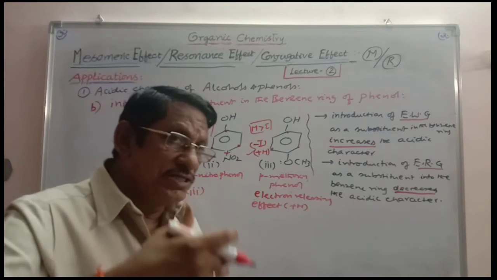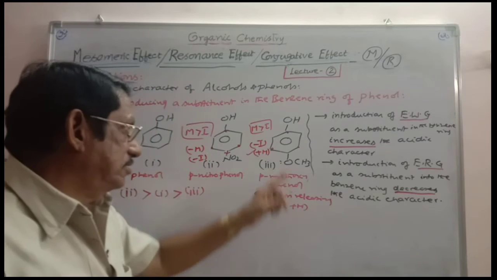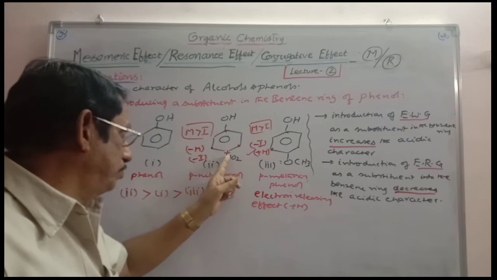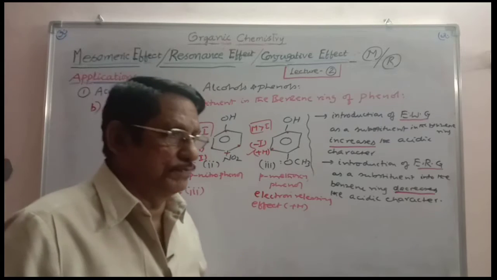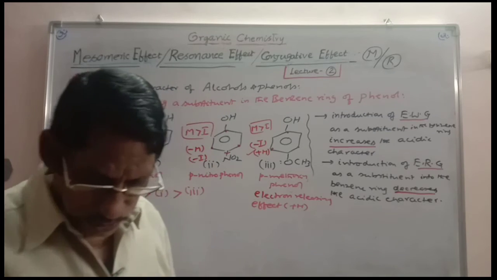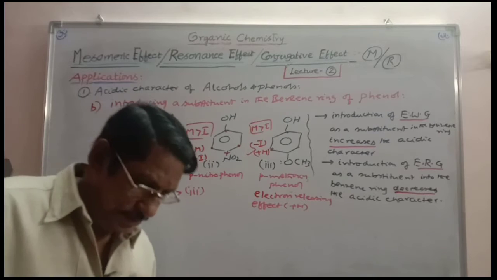The acidic strength is increased to such a level by the introduction of 3 electron withdrawing groups at ortho, para, ortho positions with respect to the OH group. Okay, please note it. Next, one more bit we will consider here.